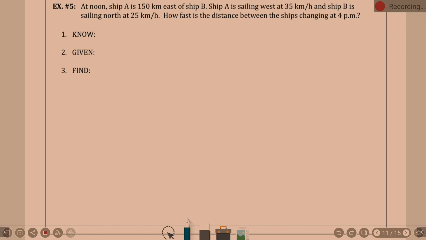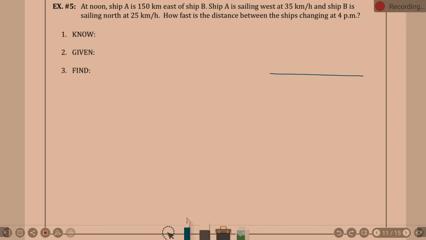Okay. I heard Aiden say he was trying to draw a picture. I agree. You're going to need a picture on this one. So ship A is 150 kilometers east of ship B. Is that what we have? Yes. Ship A is 150 kilometers east of ship B.